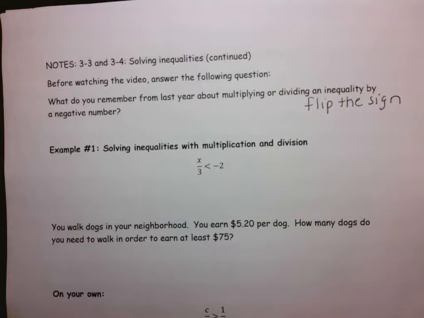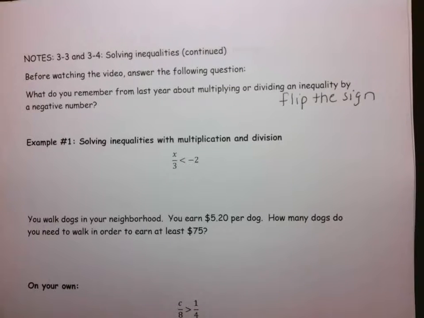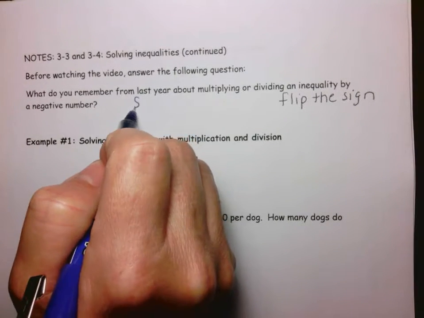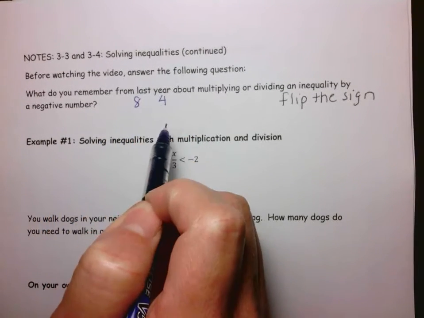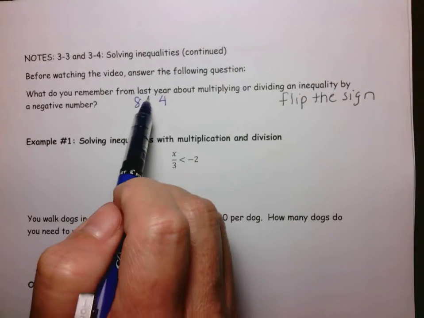But let's talk about why. I want to make sure you understand why you're flipping the sign. As the algebra becomes more and more complex, it's going to become more important that you understand why you're doing what you're doing. We want to go beyond just getting the answer, and we want to move into understanding what we're doing. So if I have 8 and 4, for example, I would say that 8 is greater than 4.